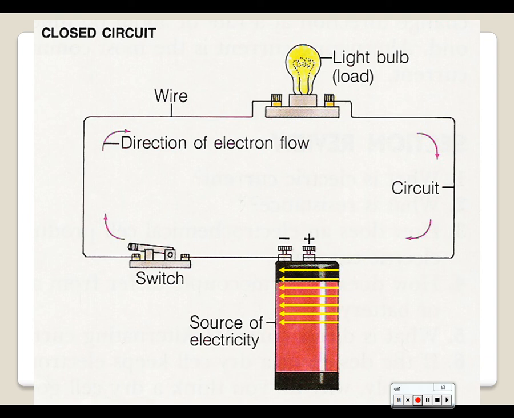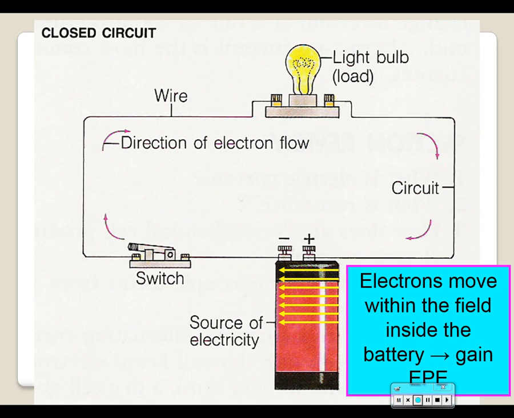Now, if we talk about charges, what we'll see here, okay. So, something has to carry that energy, and those charges carry the energy. But usually it's a lot easier for electrons to move than it is for protons, right? Protons are stuck in the nucleus, electrons are on the outside, much easier for them to move. So, the first thing that happens, electrons move within the field inside the battery in order to gain electrical potential energy. Inside of a battery, there is a chemical reaction, and that chemical reaction creates an electric field.